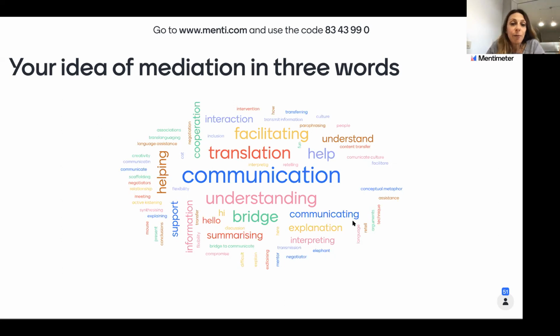Then we have support, helping. Of course, that's a part of our mission, of our job as educators, as teachers, to help our students develop mediation skills, and so try to apply these mediation skills in the different modes of communication, in the different texts, oral, written, online, and so on. Well, I can see, yes, explanation, interpreting, which is of course linked to translating.